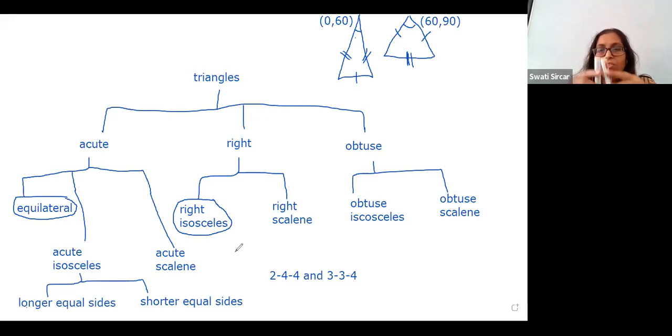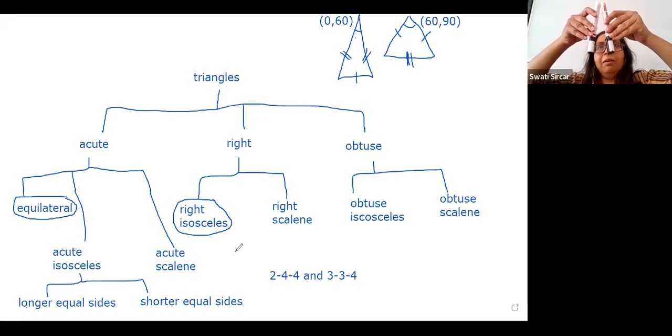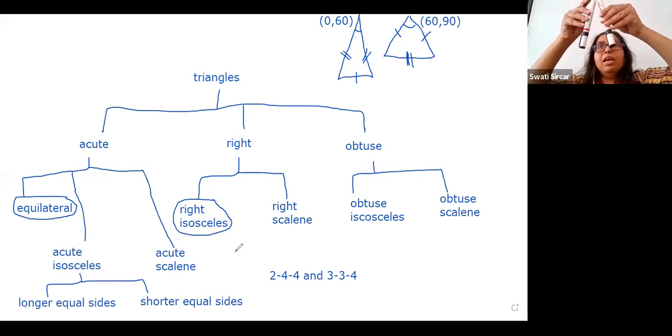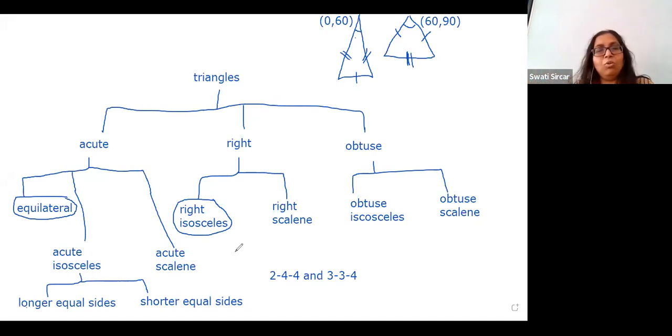In a way, you can think of it like this: imagine a line joining these two. You can start with the longer acute isosceles with longer equal sides. Then you get to an equilateral, then acute with shorter equal sides. Then you get to a right triangle, and then obtuse.